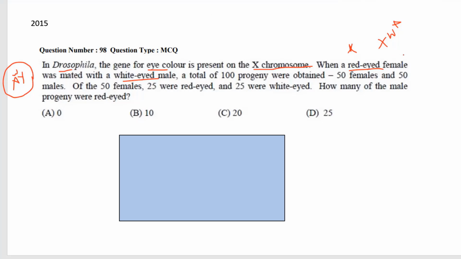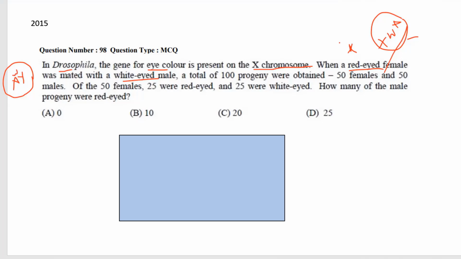And the phenotype of the female, since we know it is red eye, we can say that at least one copy of the red gene will be present. The other copy we do not know. The other copy can be a red-eye type X chromosome or a white-eye one. Either way, since the red eye gene is dominant, even if it is present in one copy, it will be expressed. So this is the information you get from the first sentence.